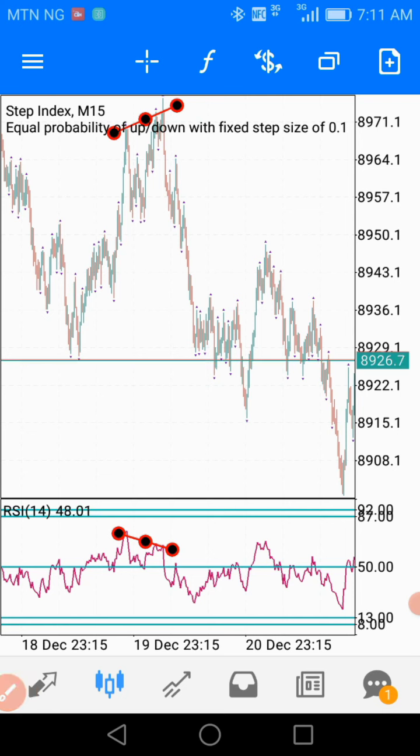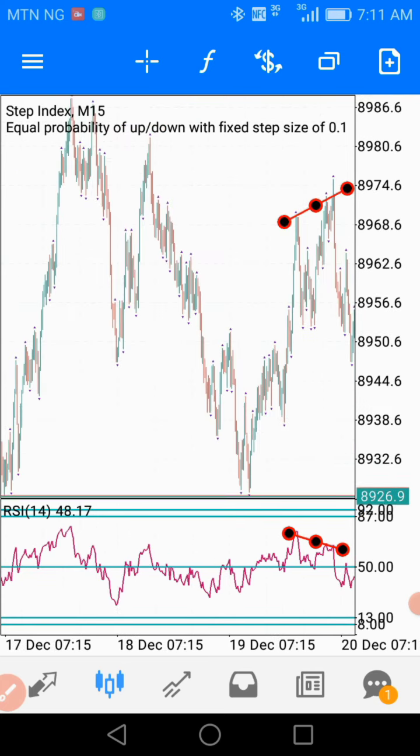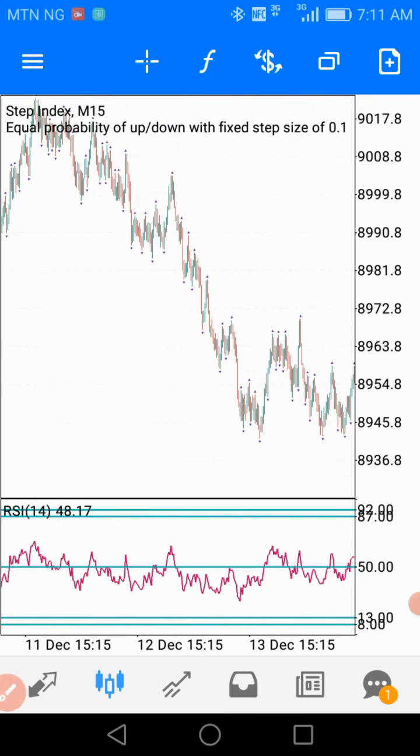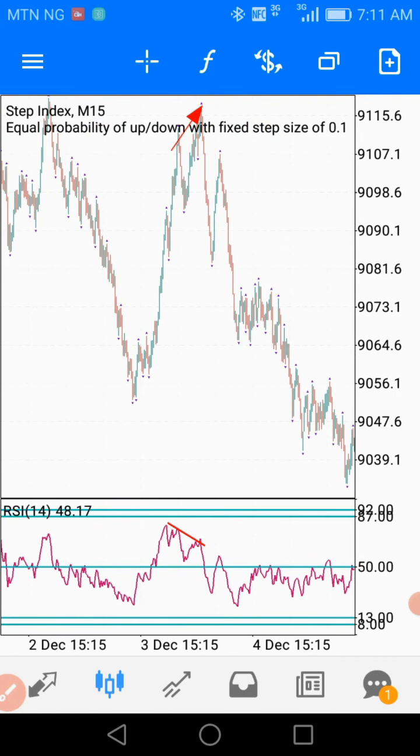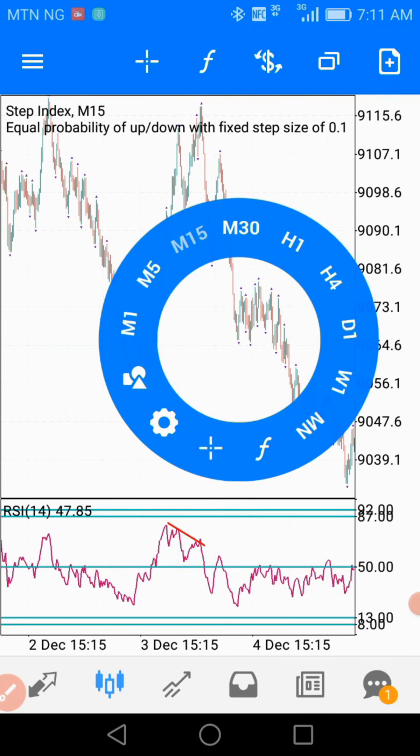Now let's quickly check on some pairs. Like I said, it doesn't always play out, but whenever it plays out, it's always profitable. Now let's still backtest. I think I spotted another place where it played out, still on the step index pair. Okay, yes, still bearish regular divergence. Now I spotted this. Let me quickly delete this and pick.